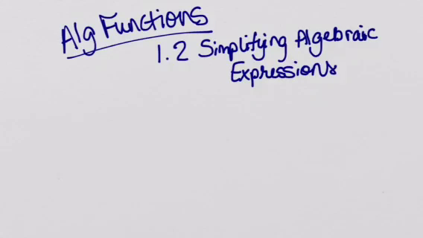Okay, so this is your lesson 1.2 on simplifying algebraic expressions. I just want to remind you real quick what this means. Simplifying is don't change the value, change how it looks. Algebraic means it has to do with algebra, and so it probably has letters and stuff in it. And expressions means that it's just an expression.